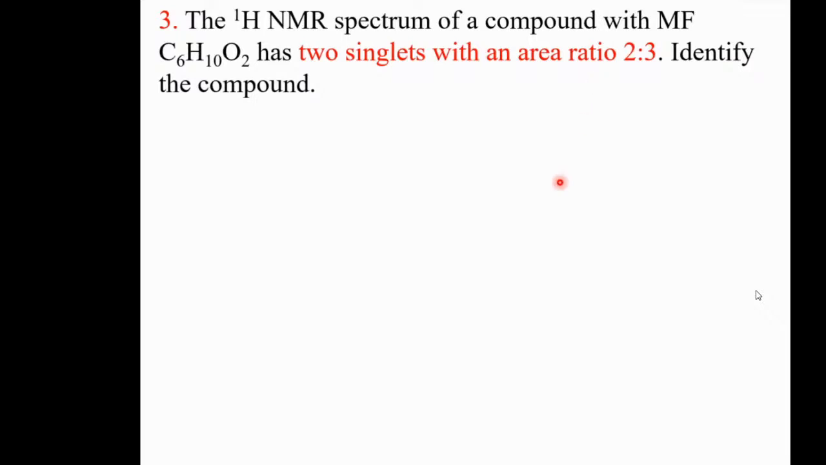From the molecular formula, one can calculate the double bond equivalence, right? The degree of unsaturation. So what is the degree of unsaturation for this compound? Can anyone suggest the degree of unsaturation? Very good. 2. That's because 14 minus 10 divided by 2. Degree of unsaturation is 2. So there are two double bonds, or one ring and a double bond, or two rings.